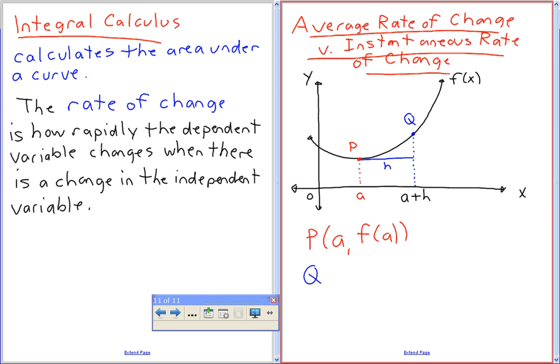We're okay on that then? A is the first point. H is just going to be going across. So it's a plus h altogether. What's the y coordinate going to be? A plus h and f of a plus h.